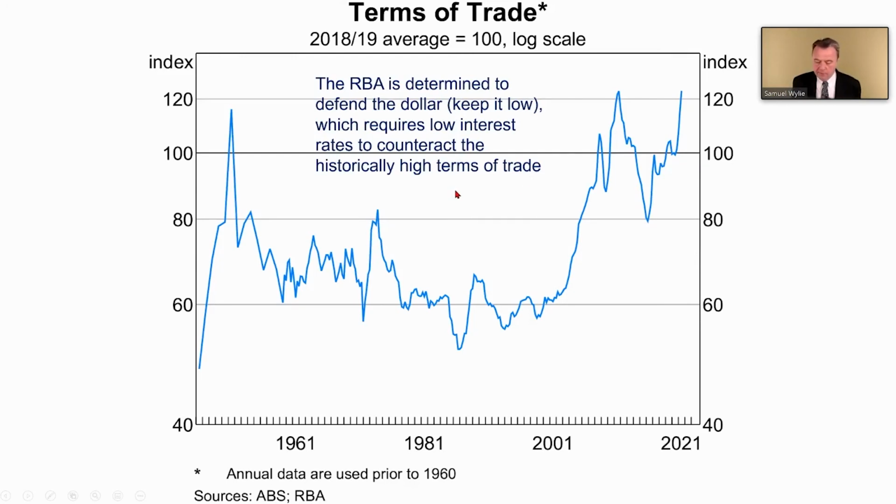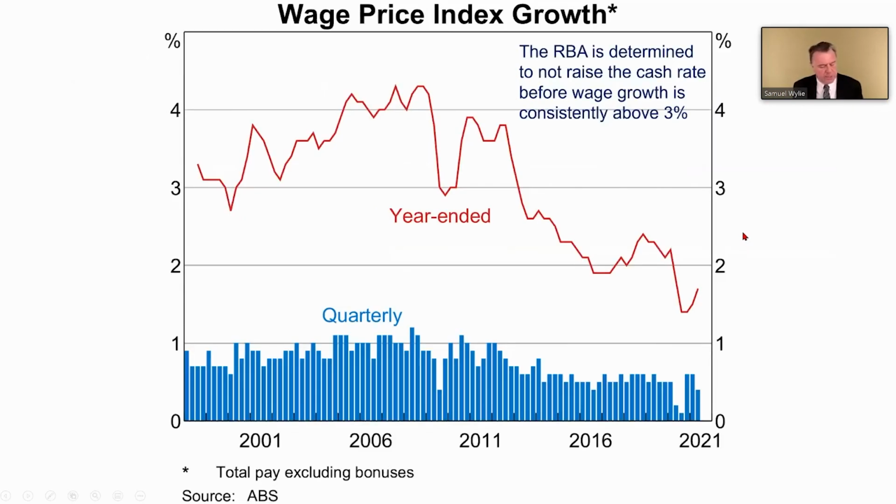Money flowing into Australia looking for those higher interest rates is the selling of euros and renminbi and yen and dollars, and the buying of Aussie dollars. So the RBA is going to be very reluctant to raise interest rates because they want to defend the dollar.